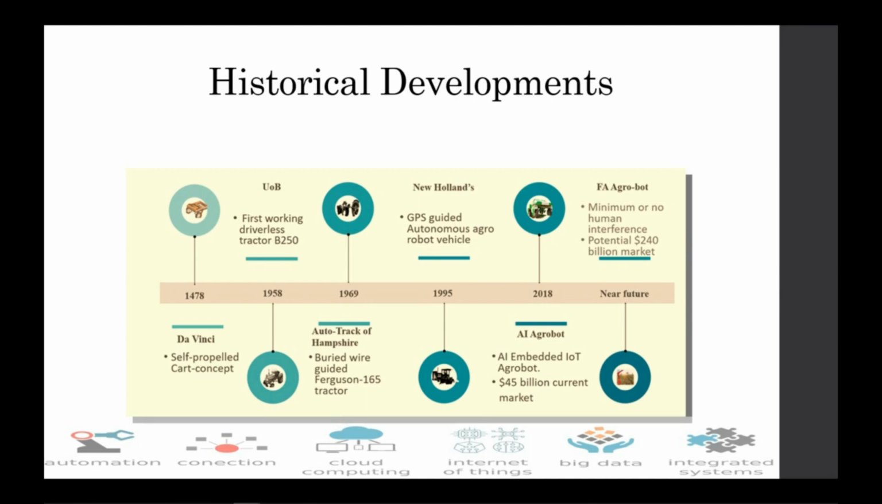University of Berkshire in 1958 came up with the tractor B250, a driverless tractor. In 1969, Auto Truck of Hampshire demonstrated their buried wire-guided Ferguson 165 tractor. New Holland of Netherlands demonstrated their GPS-guided autonomous tractor in 1995. As of 2018, the market was worth 45 billion.